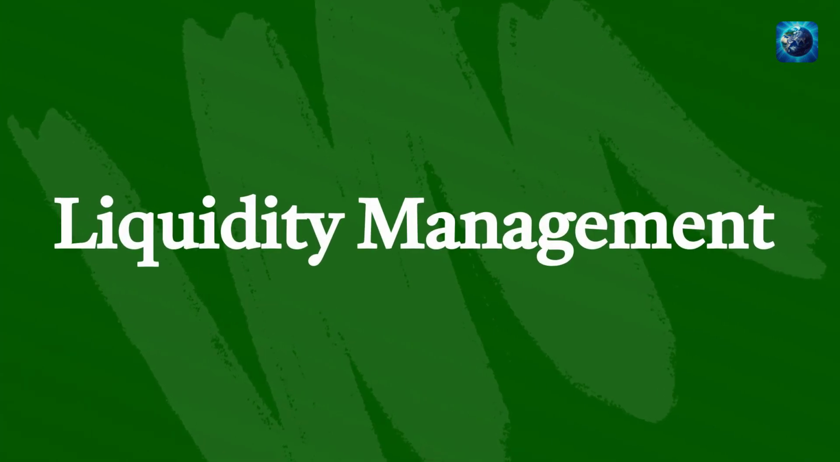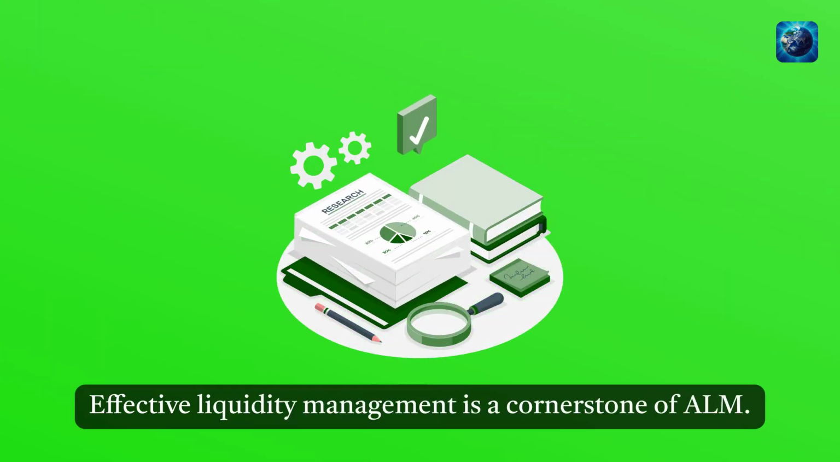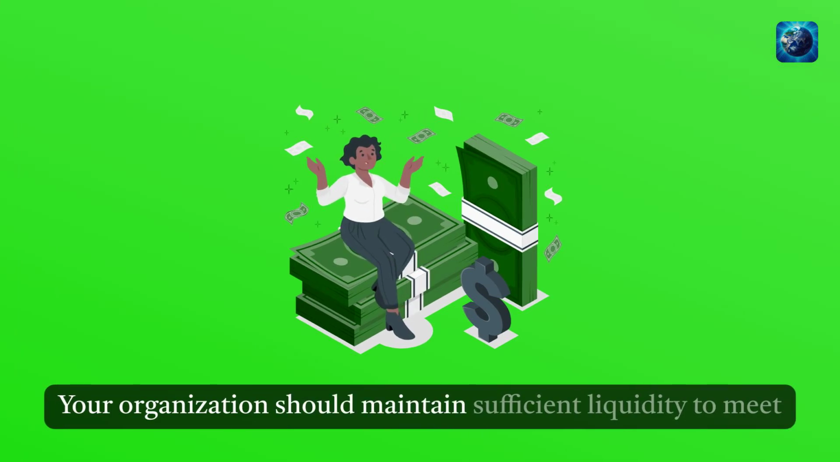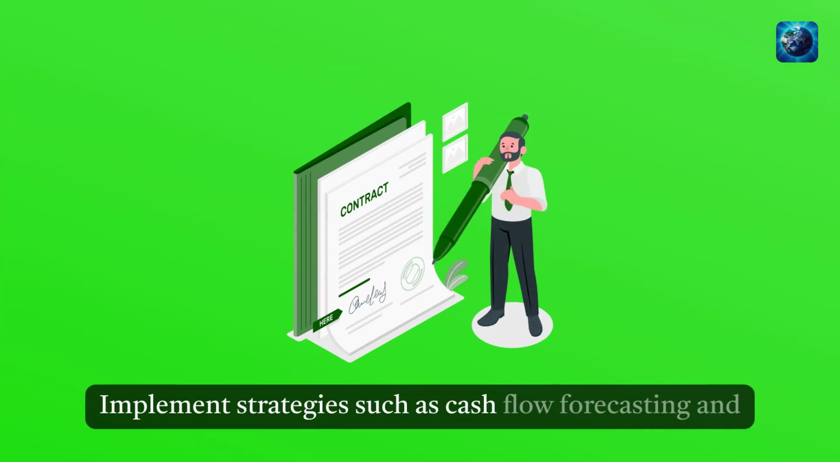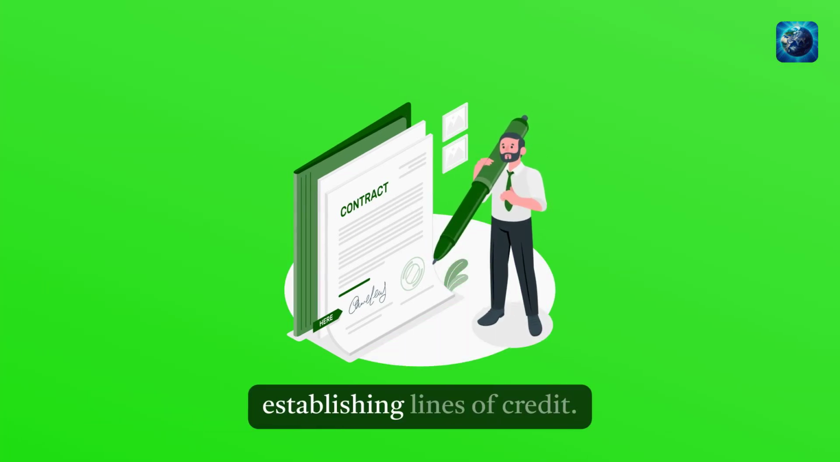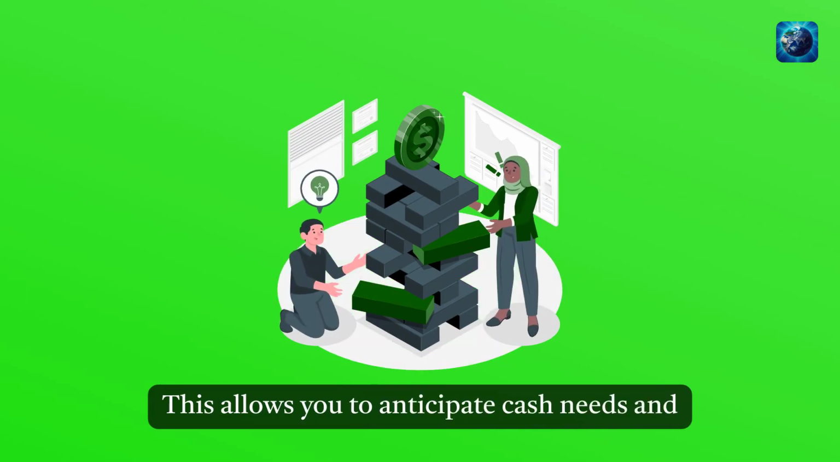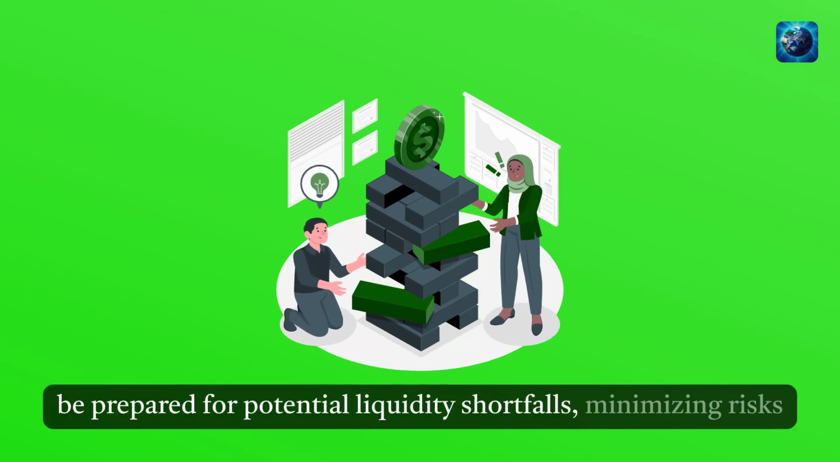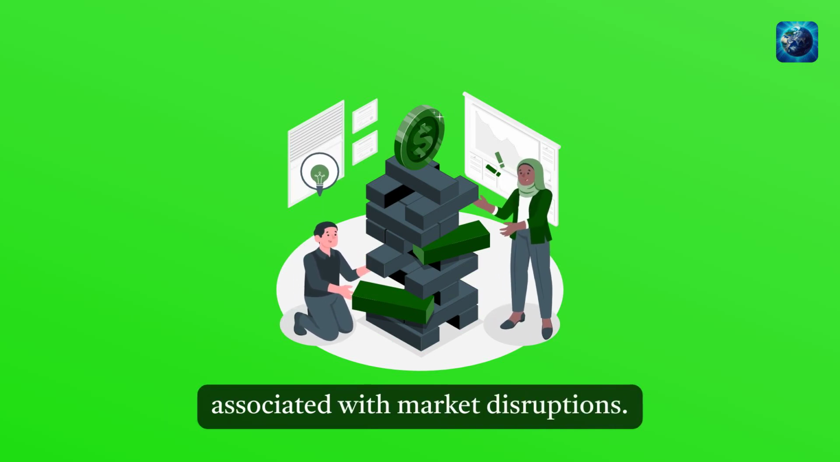Liquidity management. Effective liquidity management is a cornerstone of ALM. Your organization should maintain sufficient liquidity to meet short-term and long-term obligations. Implement strategies such as cash flow forecasting and establishing lines of credit. This allows you to anticipate cash needs and be prepared for potential liquidity shortfalls, minimizing risks associated with market disruptions.